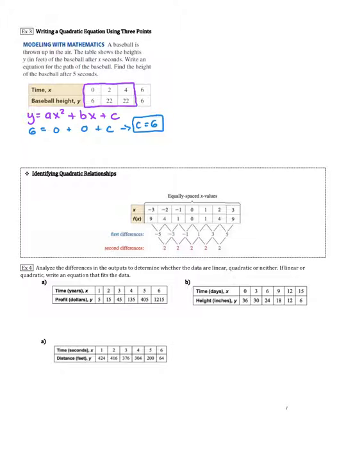The next coordinate is going to be the y value is 22, the x value is 2. So 2 squared is 4, so 4a plus 2b, because we're plugging in 2 for x, and for c we just plug in the 6 since we know it's there. The third equation also has a y value of 22. Now my x value is 4, so 4 squared is 16, and then it's just 4b, and again I plug in that 6 right away since we already know what c is. So we can simplify these.